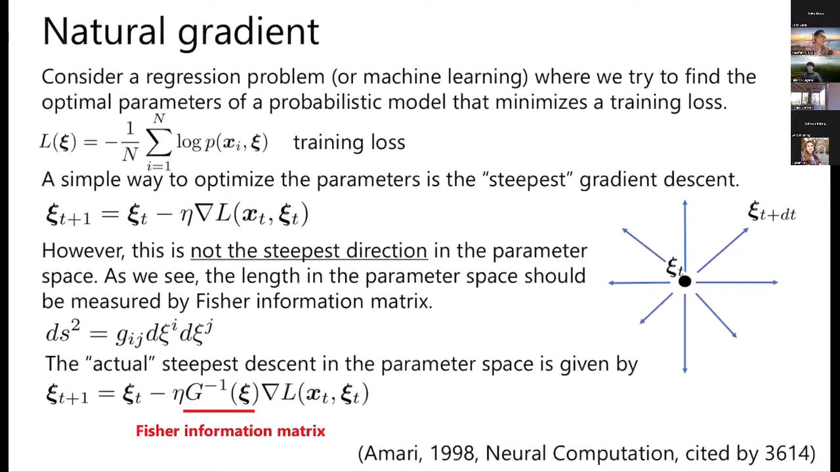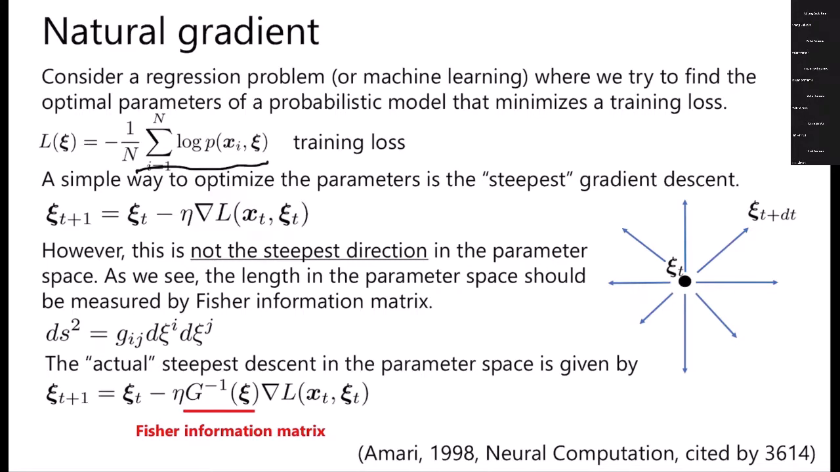So let's consider some regression problem or some machine learning problem where we try to find the optimal parameters of a probabilistic model that minimizes training loss. And training loss is, for example, given by some log likelihood over the data samples. The simple way to optimize the parameter is simply steepest gradient descent, which is just the derivative of L with respect to xi. We sometimes are satisfied with this method, but this is not the steepest direction in the parameter space.